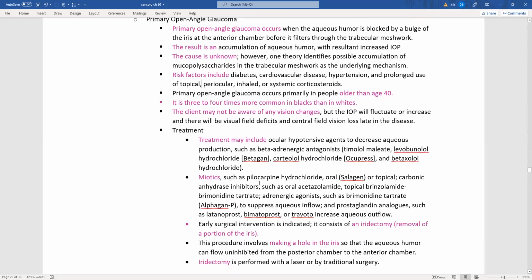Miotics such as pilocarpine. When I look at that, I think of the pupil getting small. So with the pilocarpine and all the rest, there are also carbonic anhydrase inhibitors such as oral acetazolamide, like those "mides" I told y'all about, or methazolamide, that's what I take. What they do is suppress the aqueous inflow. And the prostaglandins, all those that end in "pros," increase aqueous outflow.